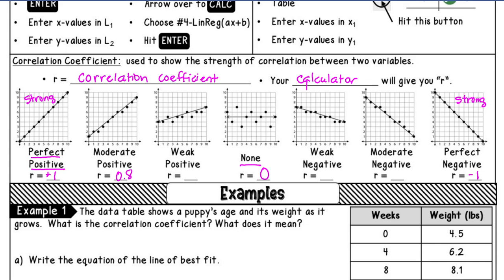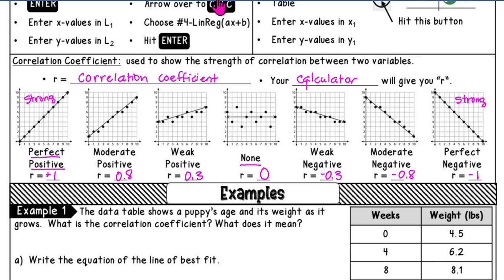And that relationship can get even more scattered like this, where it's still got a positive relationship, but the dots are a little bit more spread out. And so a weak positive might have more like a 0.3. The same thing is happening over here. We can have a weak negative, and that's going to be negative 0.3. And we can have a moderate negative, and that's going to be a negative 0.8. And then we've got a perfect negative, which is negative 1.